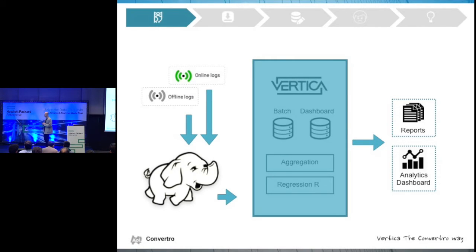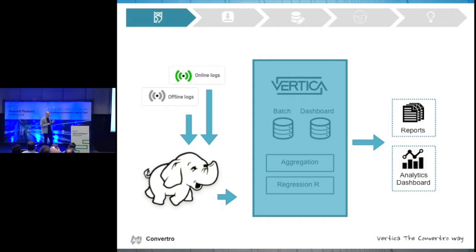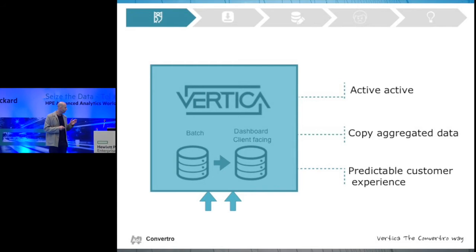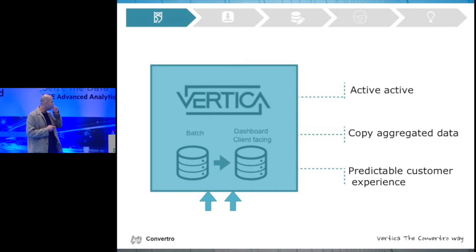It's a high-level overview. As you see, Vertica is in the middle, and the process is that we are getting online and offline logs from our tag servers, processing them in Hadoop, and then we load them into Vertica. We have 2 production clusters. One is more batch-oriented for our reports. It's not query time critical, not very sensitive to time. And the other one is the dashboard, which is a front-facing cluster, and it's very sensitive to query time.